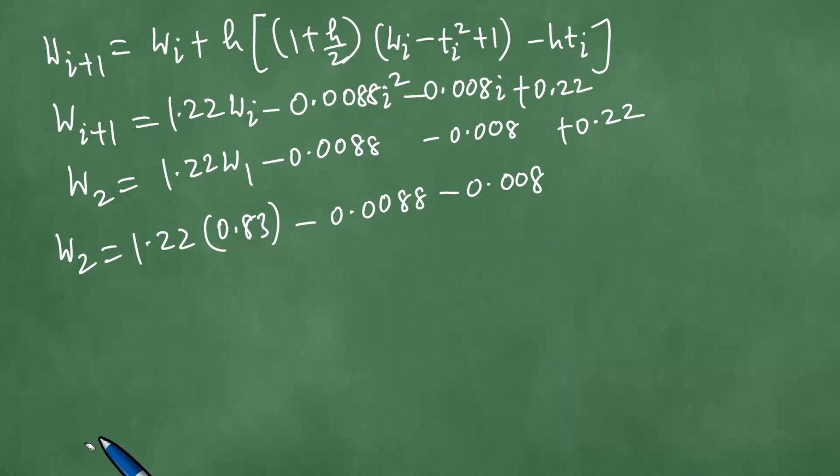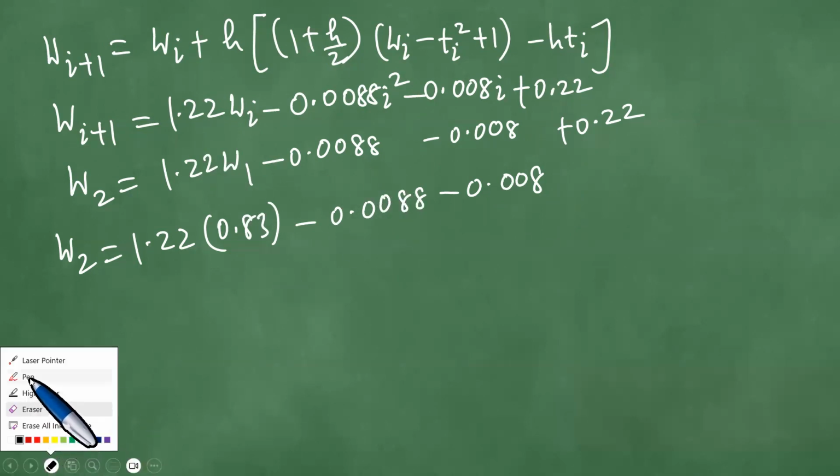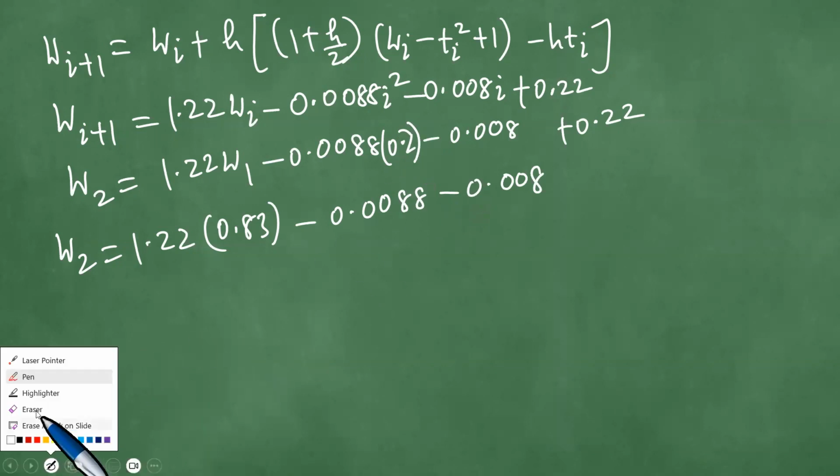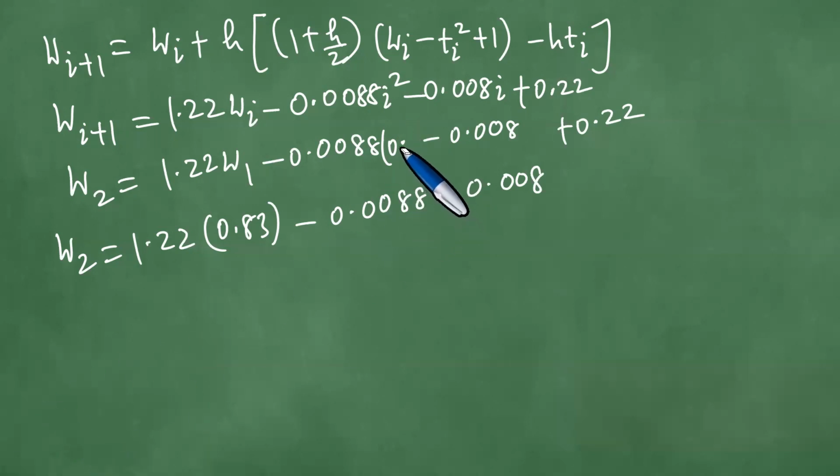Because remember it's h that is in steps of 0.2. So this one is going to be 0.2, but you square it. So it's 0.2 and you square it.